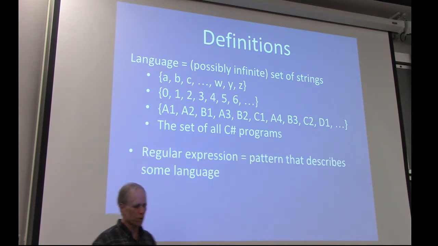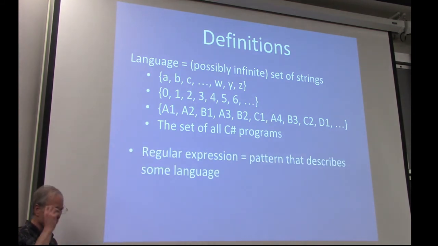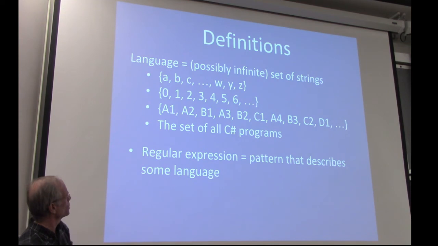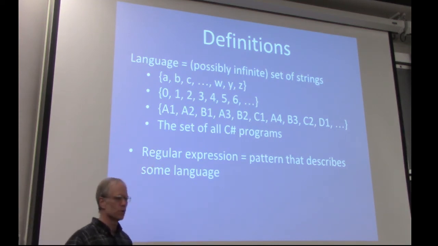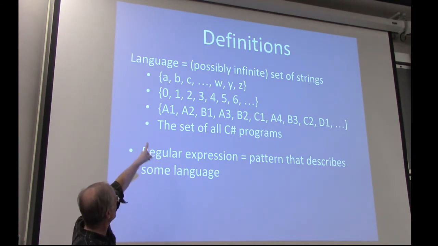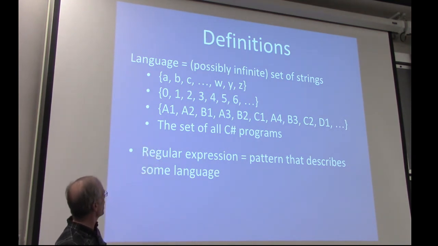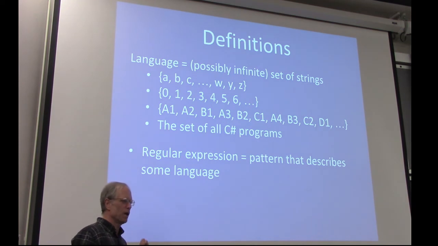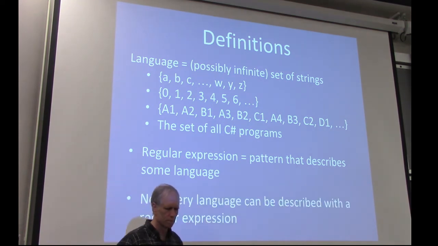Now, a regular expression is a pattern that describes some language. So a regular expression would describe every string in that first set and no other strings, or every string in that third set and no other strings. So it would essentially say, okay, a spreadsheet cell has to start with one or more capital letters and be followed by one or more digits. And the first digit can't be 0, something like that. So that's what they are.